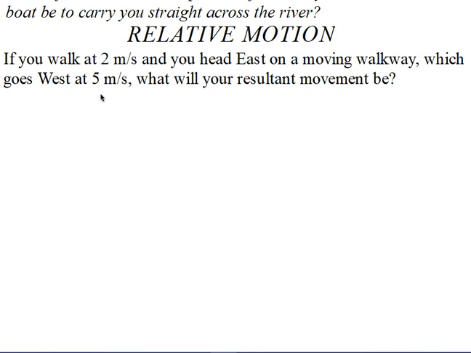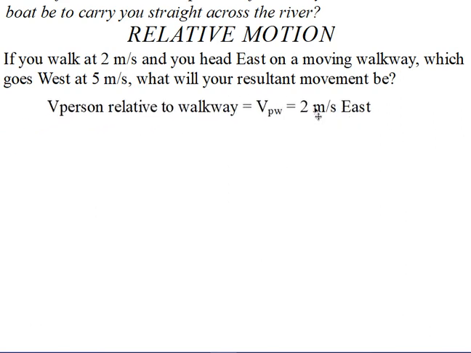So first I take this piece of information, 2 meters per second east, and I recognize that as the velocity of the person relative to the walkway. And there is your first gimmick, pulling the information with this paired subscript, something relative to something else. The letters you choose are completely up to you. Hopefully they make sense to you. It's nice if they could make sense to your reader as well.